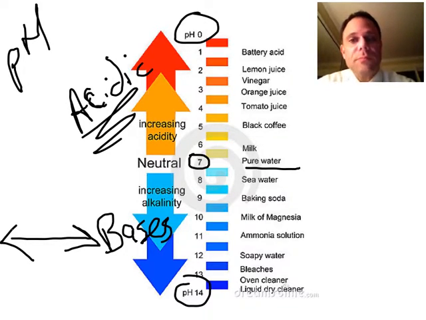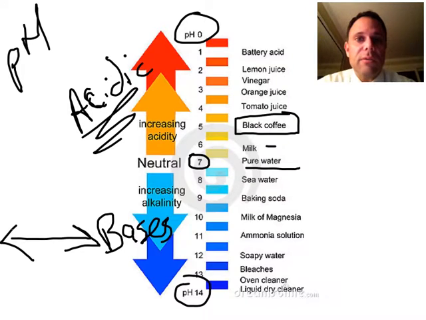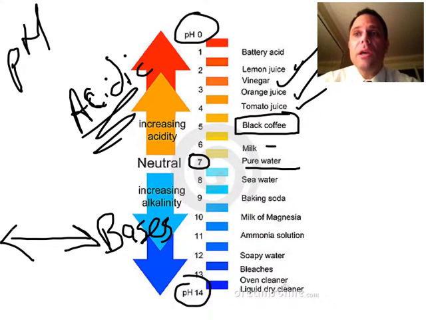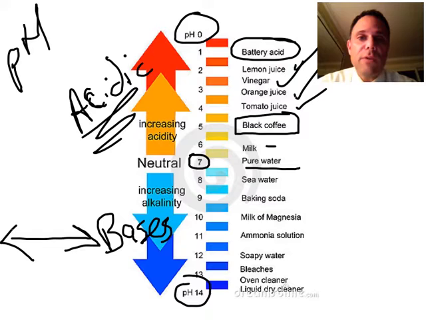Pure water, 7. Milk, slightly lower. Black coffee, I love this stuff. It's acidic. Tomato juice, obviously, tastes sour. It's acidic. Orange juice, vinegar, lemon juice. Battery acid. Do me a favor, please don't ever drink battery acid. Bad idea. Now, movies have you believe that acids are more of a problem than bases.